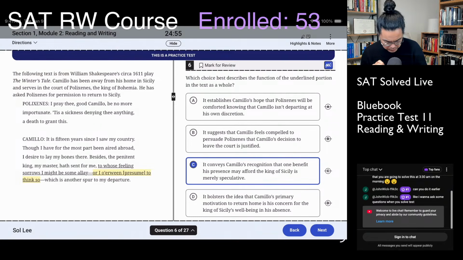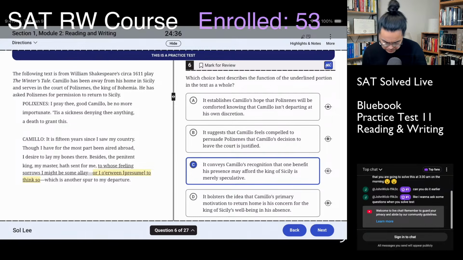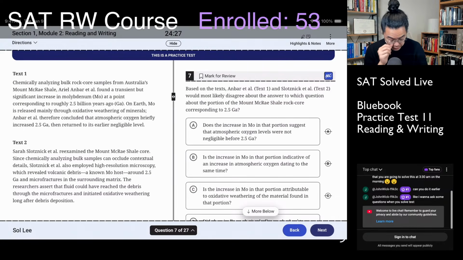Whose feeling sorrows might be some allay. It conveys one benefit and his recognition that the benefit may be speculative. I mean, C needs to be fixed. C is poorly written. I'm actually pissed because I'm wasting a lot of time on this right now. Yeah, it has to be C, but I'm very angry about this one because they needed to underline the second half of that sentence, not the highlighted part. But I gotta move on. I don't have that much time.